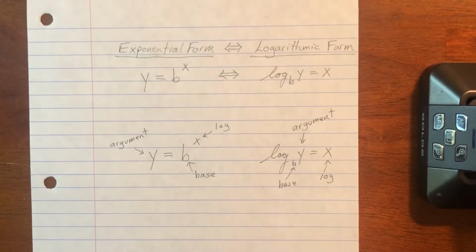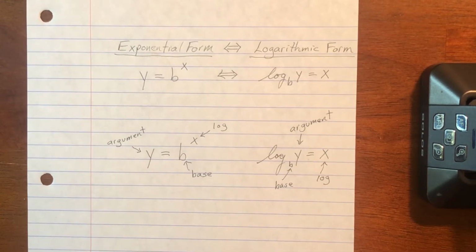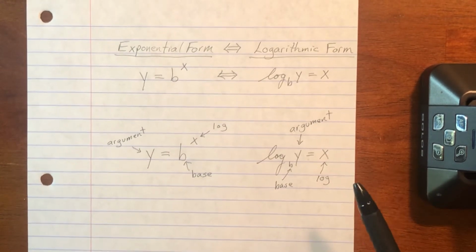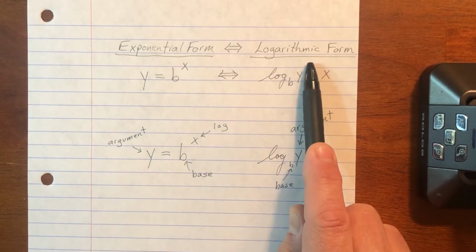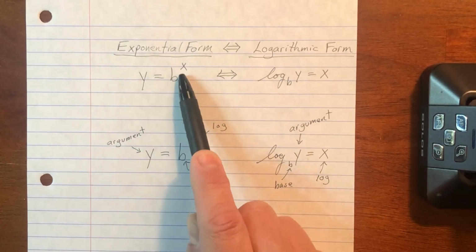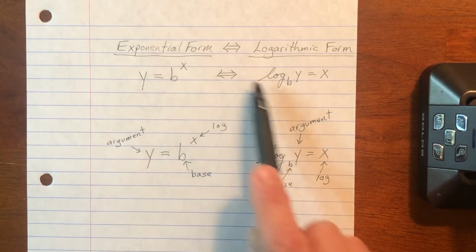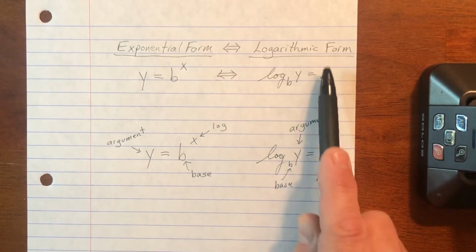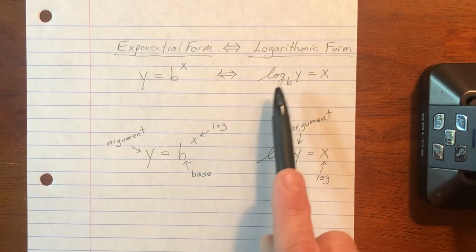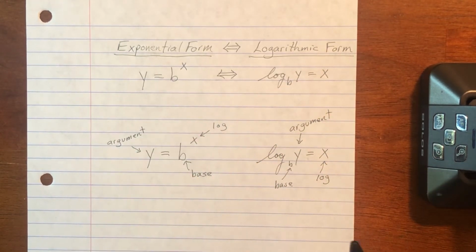Here's what you need to know in order to do R1. You've got two forms of an exponential equation. You have exponential form and logarithmic form. y is equal to b to the x, that's exponential form, and log base b of y equals x is logarithmic form. There are two ways of writing the same equation.